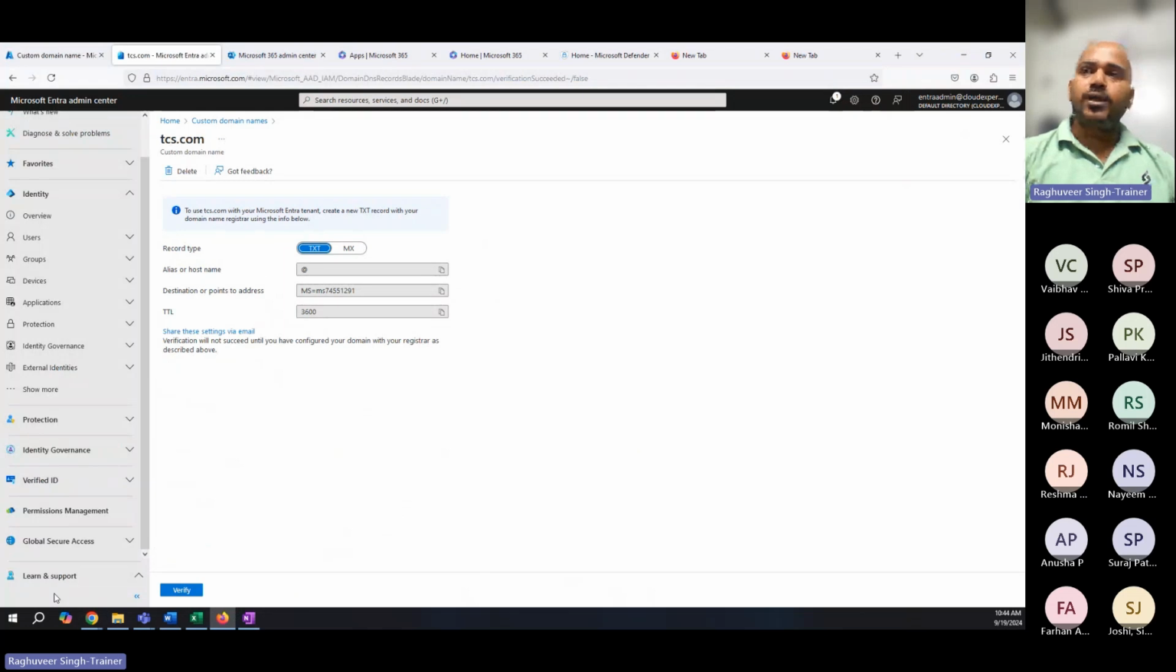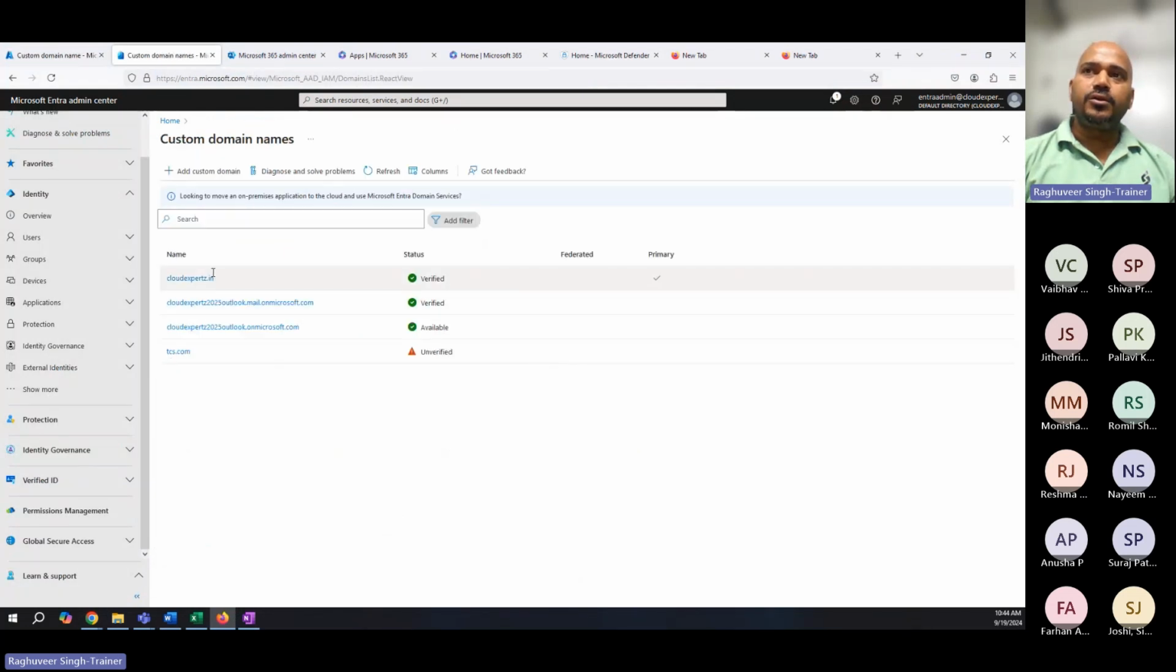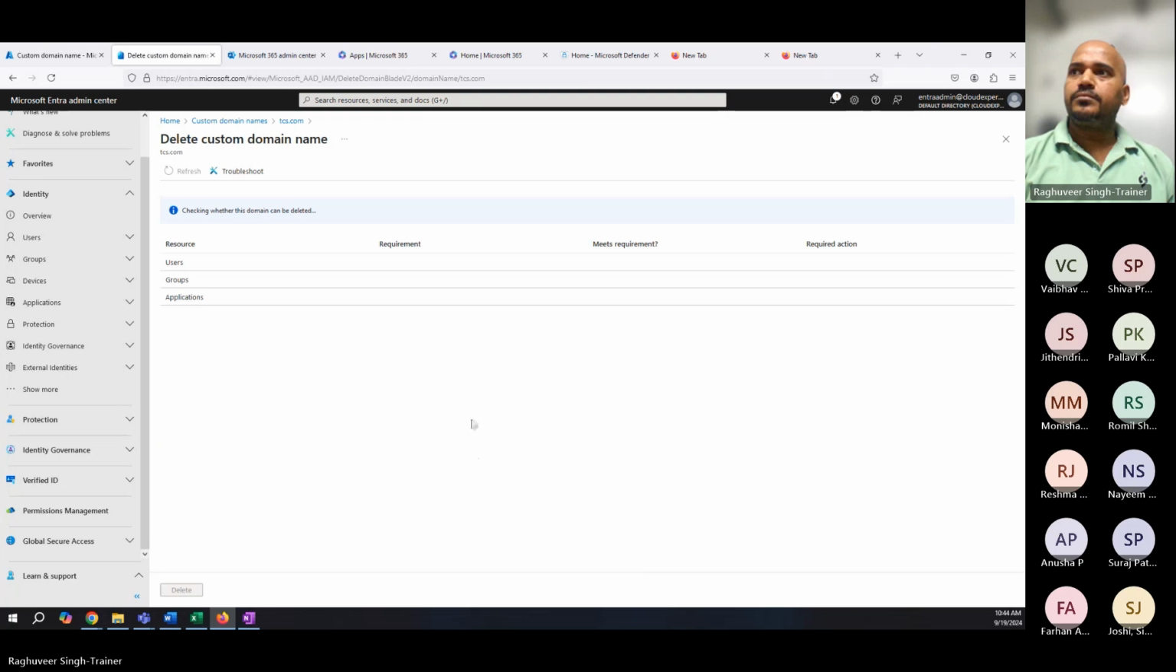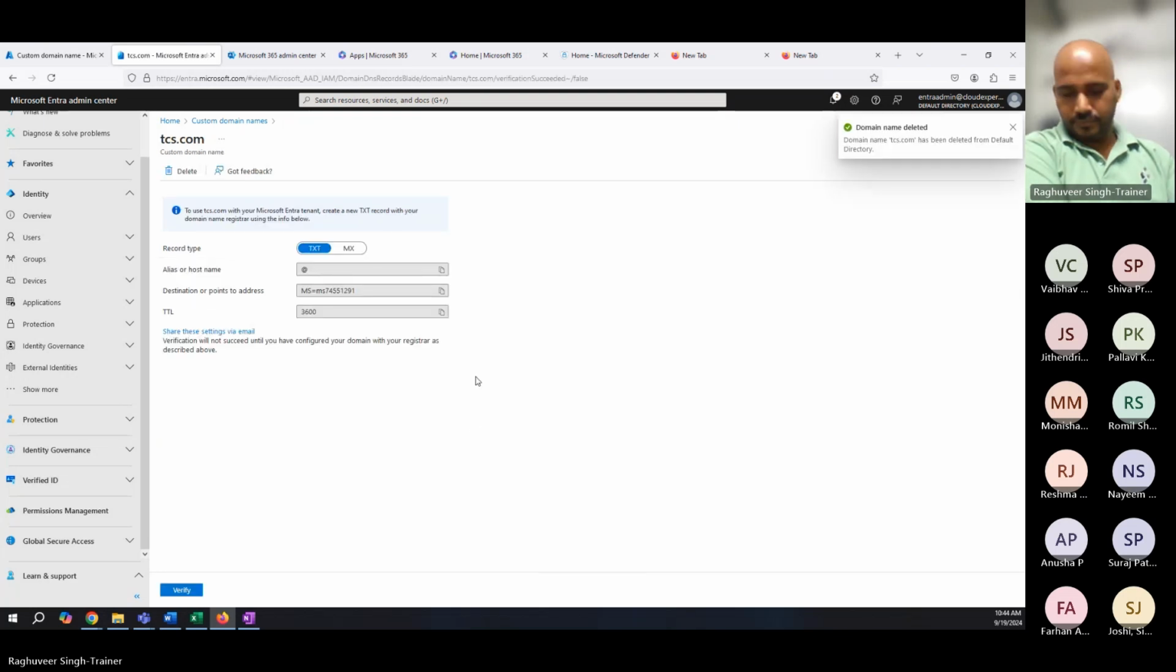After you verify it, make sure that you make it primary also, so that by default, all groups and identities will use this domain. That's the concept of it. Any questions that you may have on it? I'll delete this one. So that's the concept of custom domain.